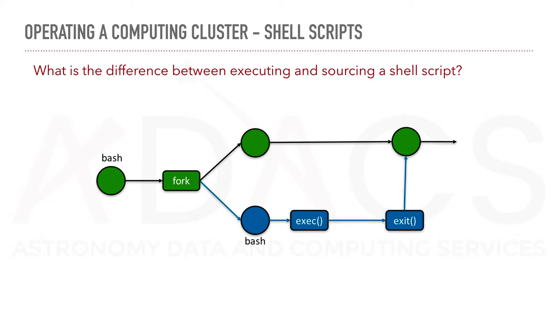The difference between executing and sourcing a script is a result of forking. When a shell is executed, a new shell is created, or forked, and the script is run entirely within the new shell. Once complete, the forked shell is destroyed and execution returns to the original shell. As a result, execution occurs in a clean and newly initialized environment. When a script is sourced, it is run within the current shell with its current environment.